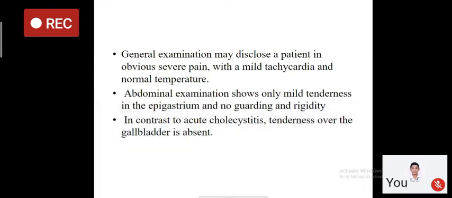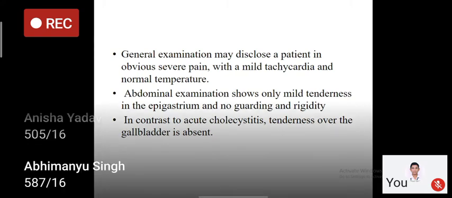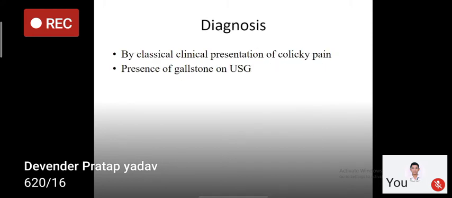If you do per-abdominal examination in a patient with biliary colic, there will be only mild tenderness with no guarding, no rigidity. Whereas a patient of acute cholecystitis will have severe tenderness in the epigastrium and right hypochondrium, and there can be guarding and rigidity. And mind you, there is a sign which is called Murphy's sign. Murphy's sign is always positive in case of acute cholecystitis, and it is negative in case of biliary colic. So this is the most common differentiating point between acute cholecystitis and biliary colic.